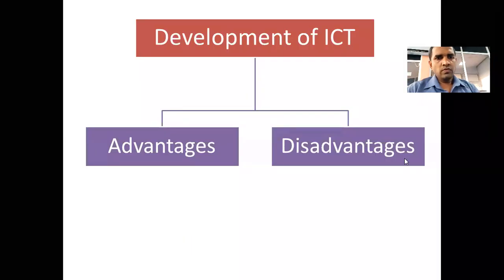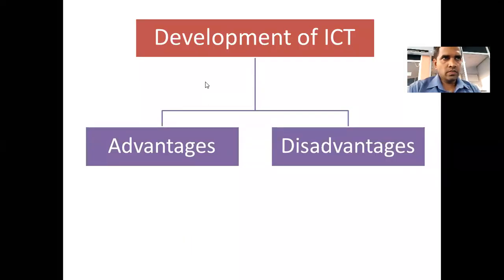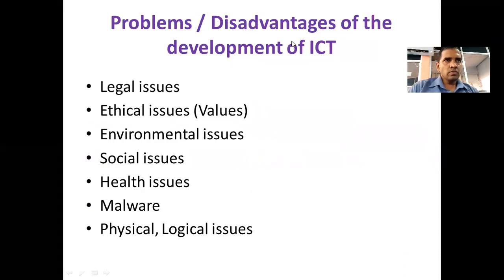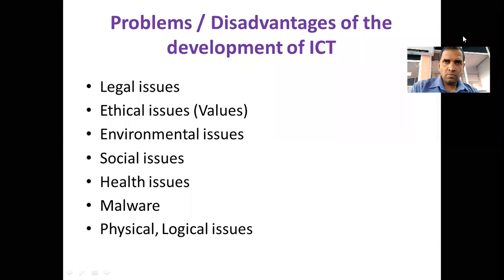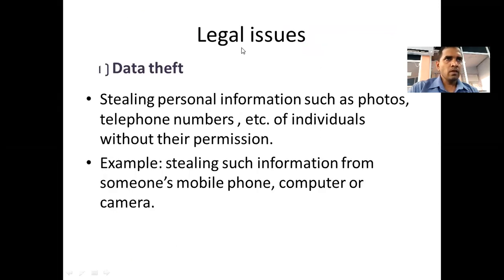We started with this diagram. Development of ICT produced advantages as well as disadvantages. These are the things which I talked about, the problems or issues created by ICT: legal issues, ethical issues, environmental issues, social issues, health issues, unwanted or harmful software called malware, and physical and logical issues.